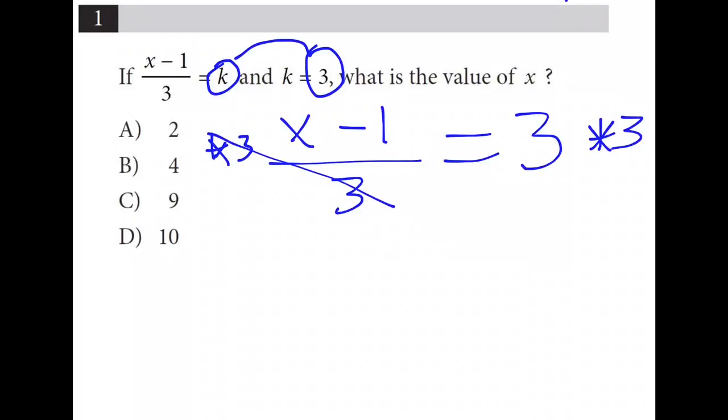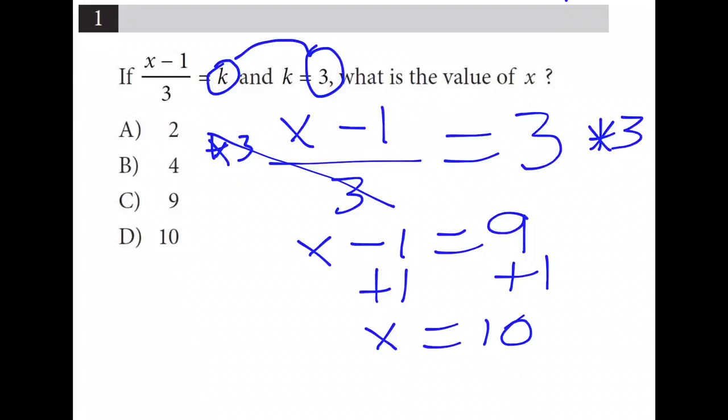On the left, 3 divided by 3 is just 1. It goes away. We're left with x minus 1 is equal to 9. X is still not by itself, so we cancel out subtraction with addition. And we're left with x is equal to 10.